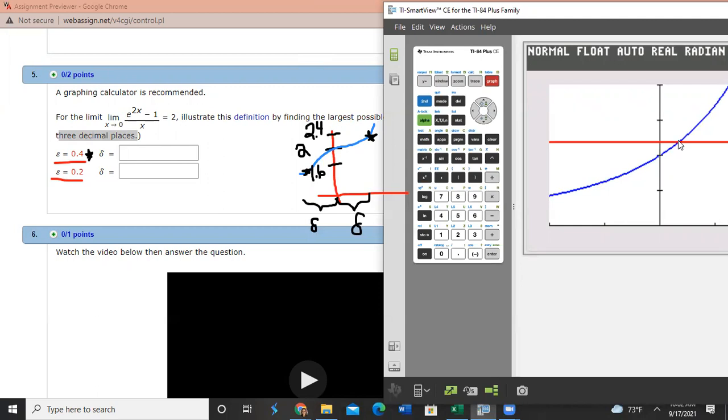And you can let me know if you think there's a different and easier way to do it. That's fine, just as long as you can explain, it's all good. Okay, so what we're going to do is use our calculator. We're going to hit second trace.